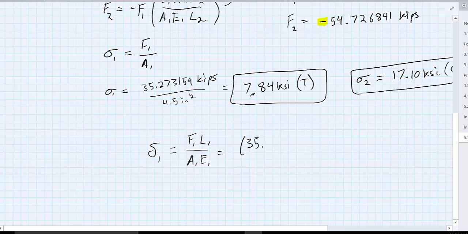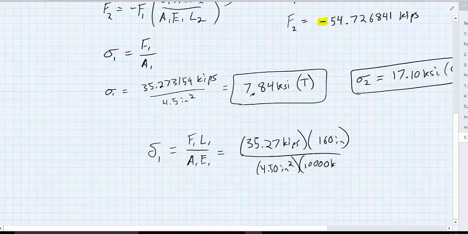We have 35.27 kips multiplied by 160 inches divided by 4.5 inches squared multiplied by 10,000 kips per square inch, and this should equal 0.1254 inches moving that direction. And that's your deflection of flange B.